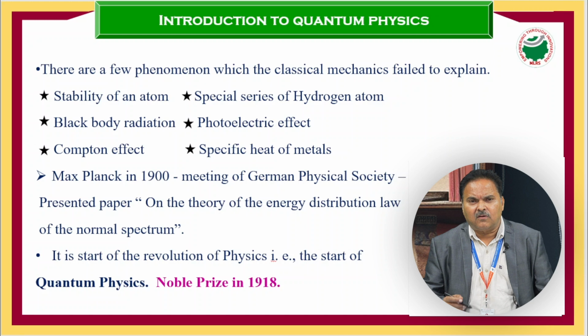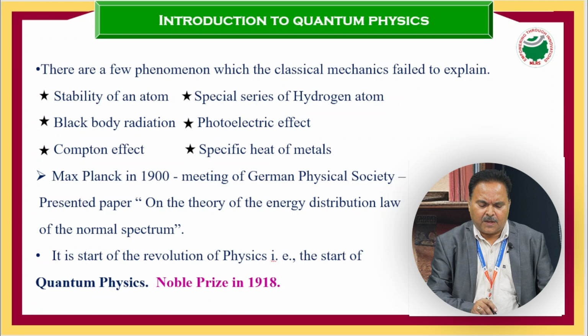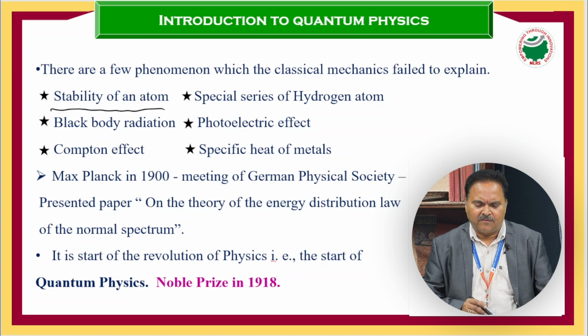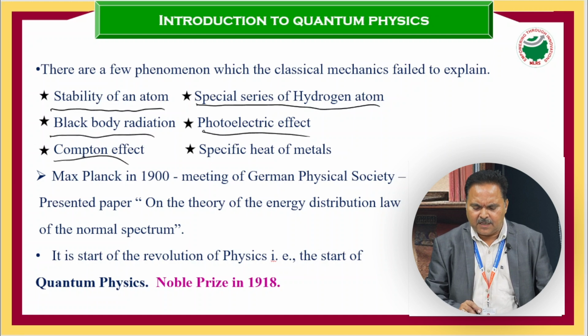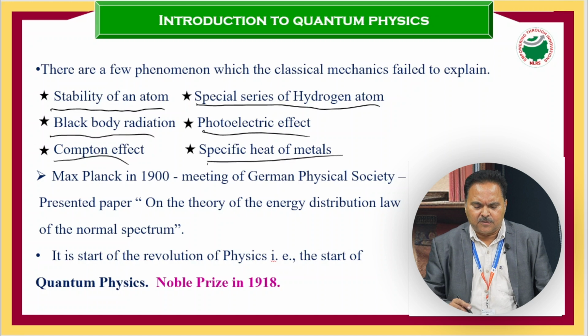Then why is quantum mechanics required? Why did classical mechanics fail to explain some properties? Those properties are the stability of the atom and spectral series of the hydrogen atom, similarly black body radiation, the photoelectric effect, the Compton effect, and specific heat of metals. We cannot explain these properties according to classical mechanics. Then quantum mechanics came into the picture to explain all these properties in a better way.